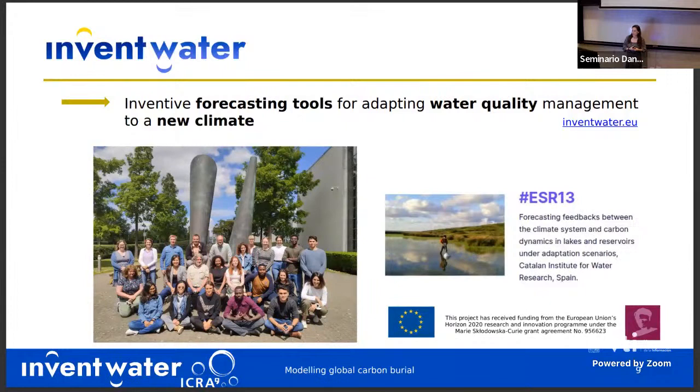Inlandwater.com. And the name of the topic is forecasting feedbacks between the climate system and carbon dynamics in lakes and reservoirs under adaptation scenarios.